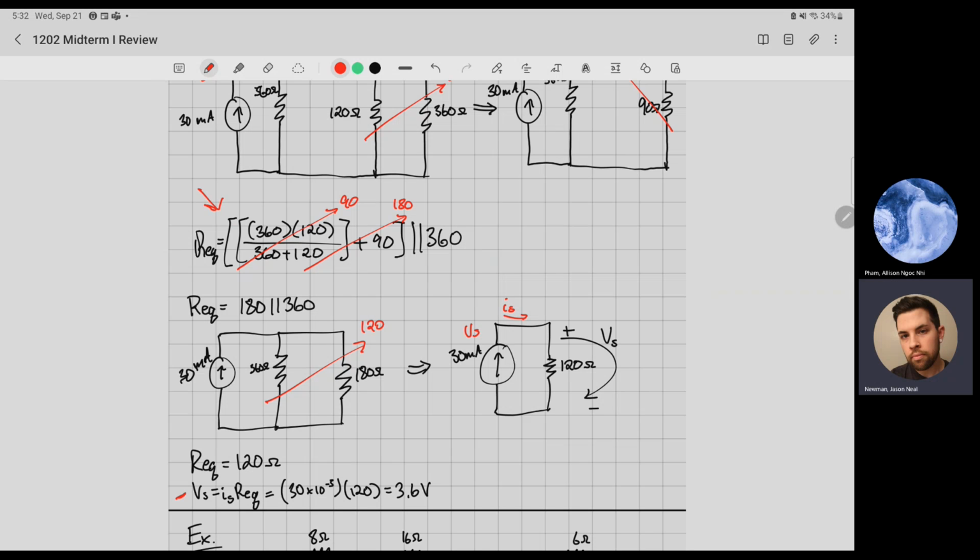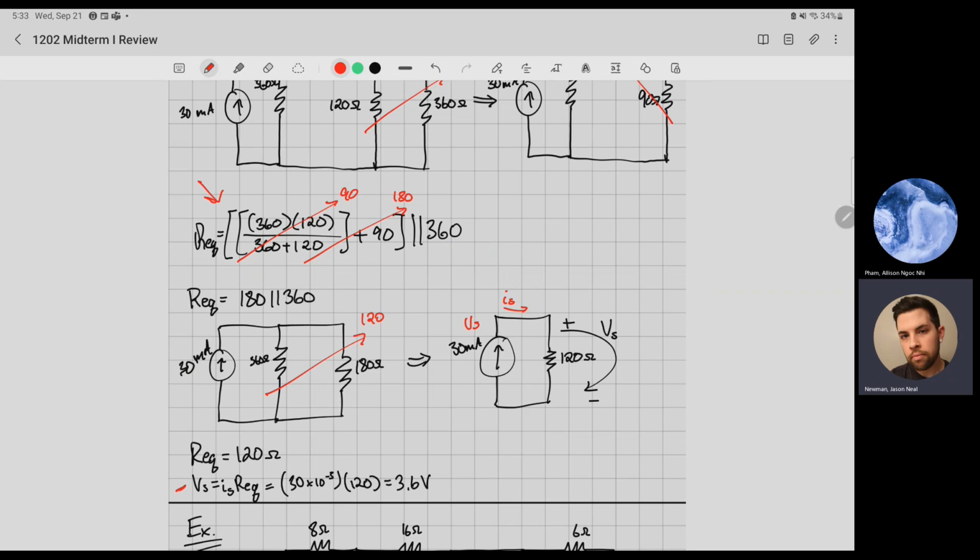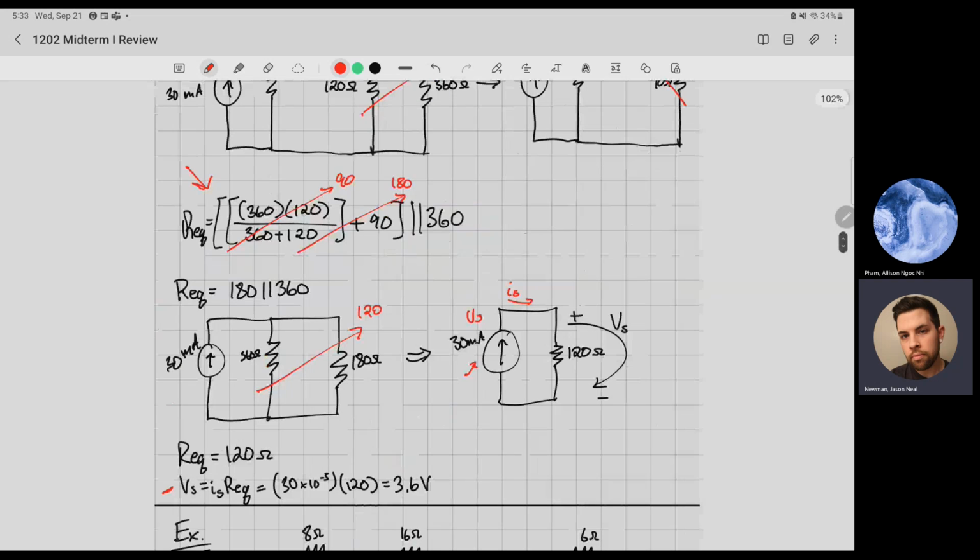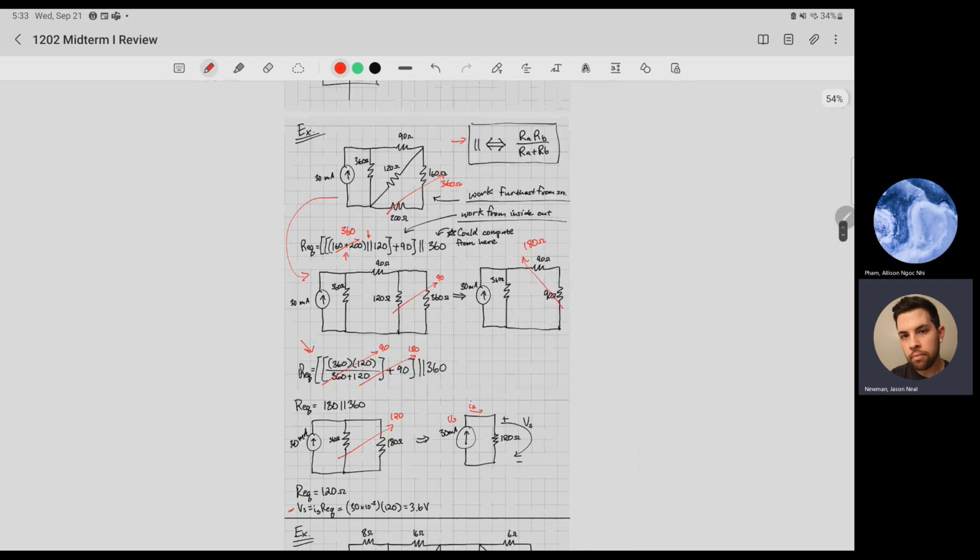So basically, this is a current source, by the way, that is 30 milliamps. So this 30 times 10 to the negative 3, that's what that's representing, times 120 is equal to 3.6 volts. So now you know the total voltage of this system is 3.6 volts. And yeah, so let me go back and I'll just recap this real quick.